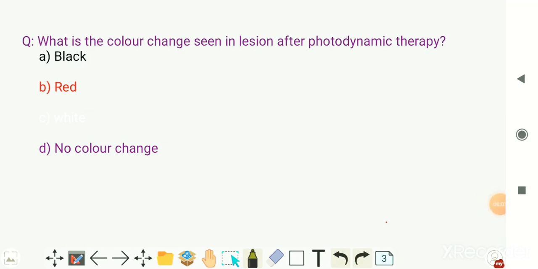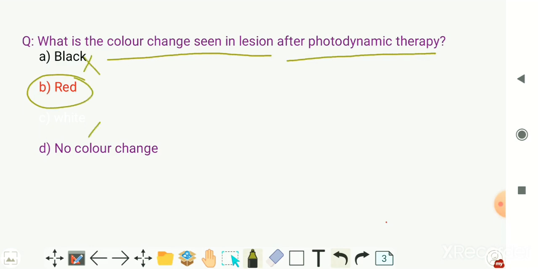Let's see this question. This question was asked in AIIMS 2016: what is the color change seen in lesion after photodynamic therapy? We have just discussed that protoporphyrin 9 is responsible for the red color, not for black, not for white. And the right answer was red color.